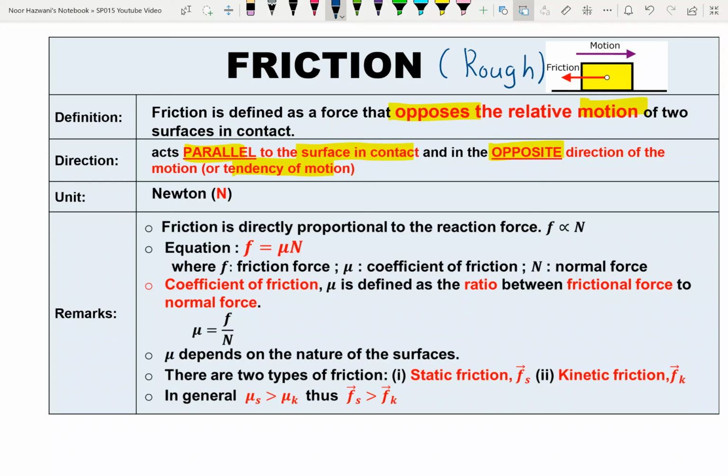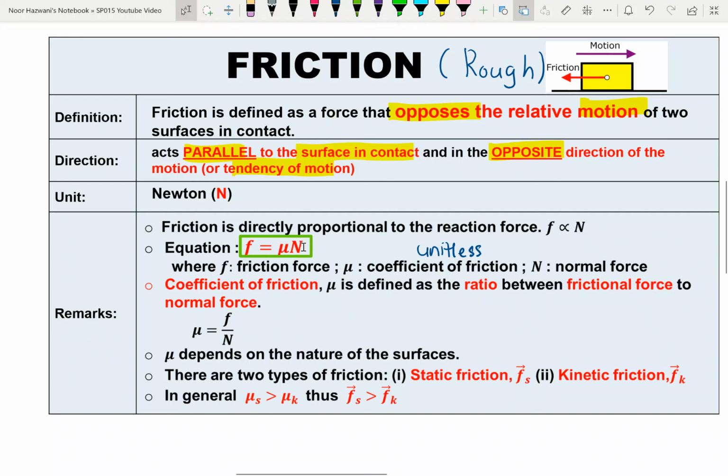Okay, so equation untuk friction, F equals to mu N, where F tu adalah frictional force. Mu tu adalah coefficient of friction, dan dia adalah unitless. Dia tak ada unit. N tu adalah normal force, which is the unit Newton. Coefficient of friction is defined as the ratio between frictional force to the normal force.